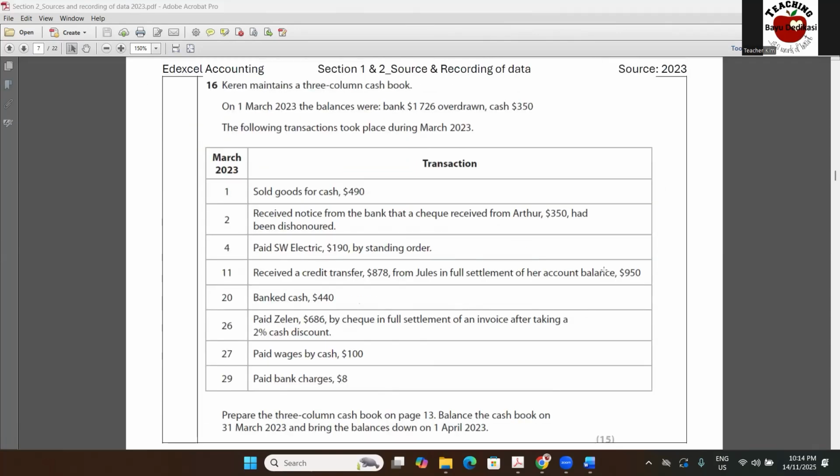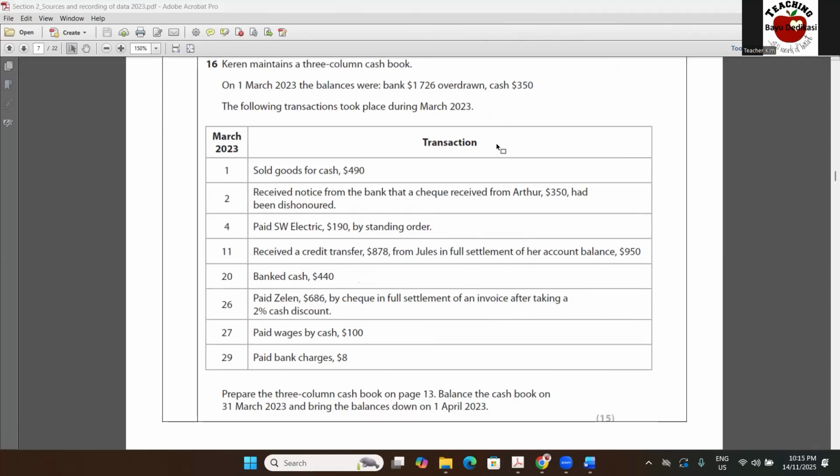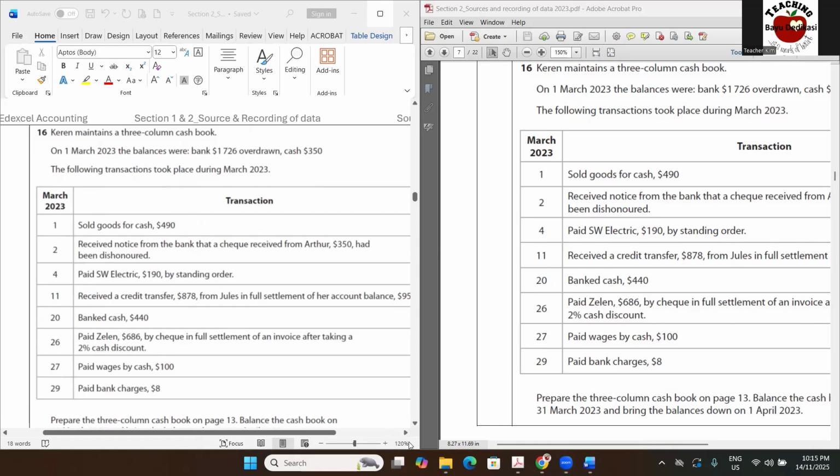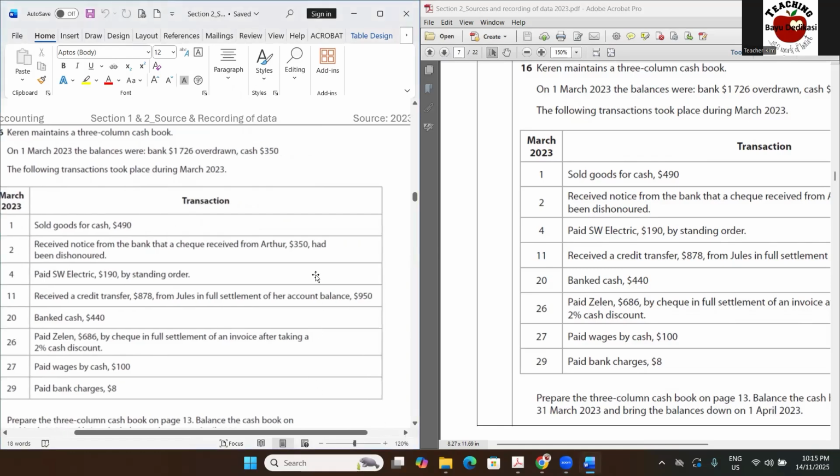Okay, question 16. Karen maintained a 3 column cash book. So this is all the transactions given: bank overdrawn, cash, and so on. The following transactions took place. Okay, let's see what we're going to do. I need to open 2 screens so that we can practice. So, those transactions are in here.